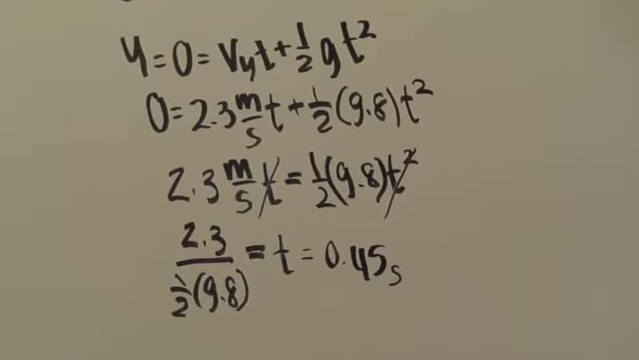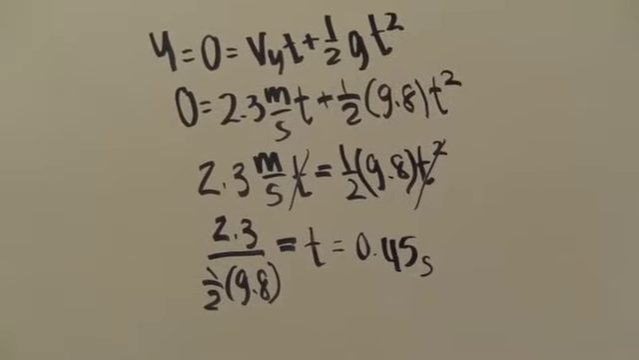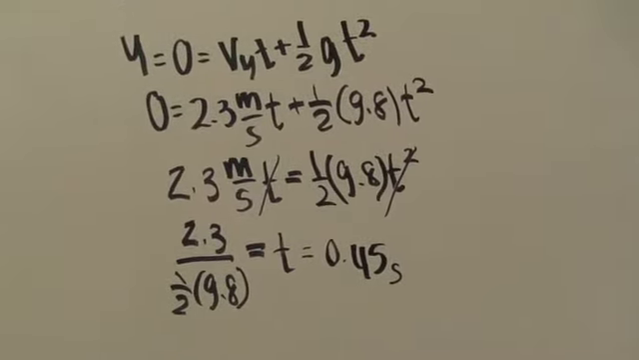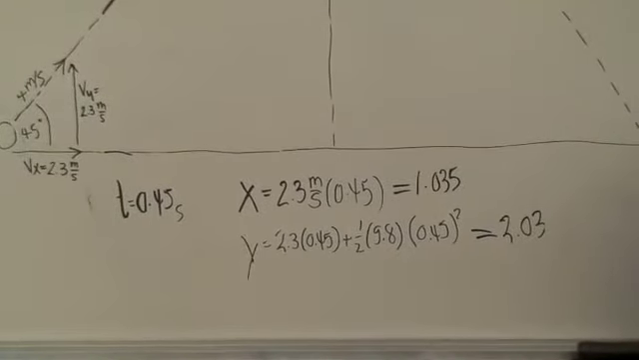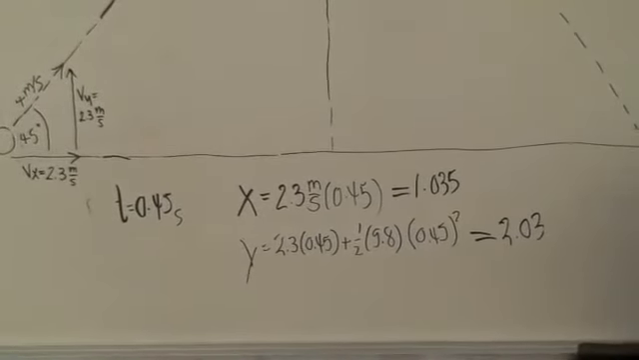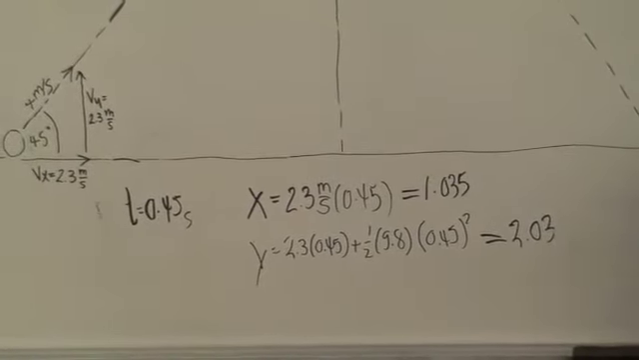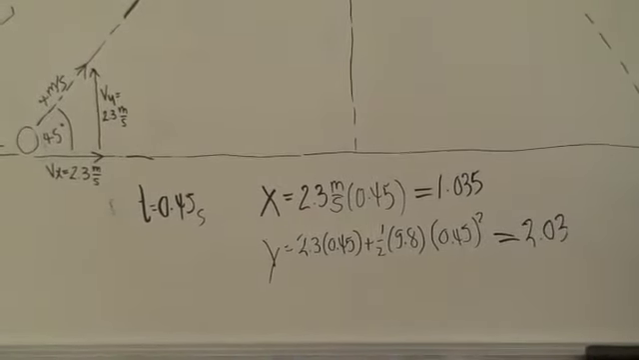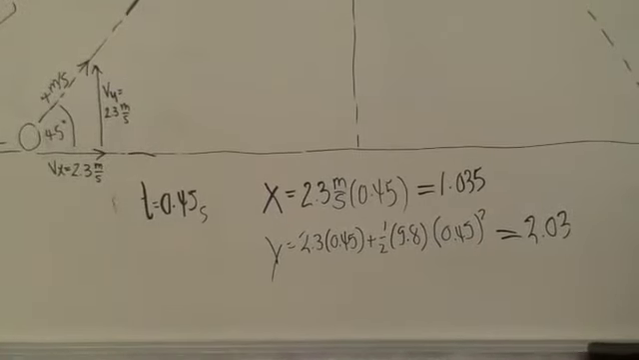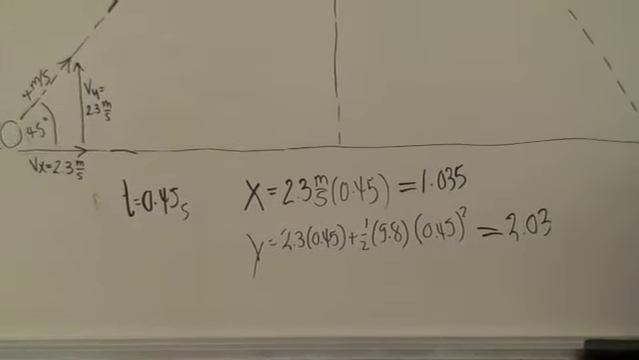With y set at 0, you find that the ball will land in 0.45 seconds. Using the time that you found in the previous equation, plug it into x equals vxt and y equals vxt plus 1/2 gt squared to find that the ball will travel 1.35 meters and will reach maximum height at 2.03 meters.